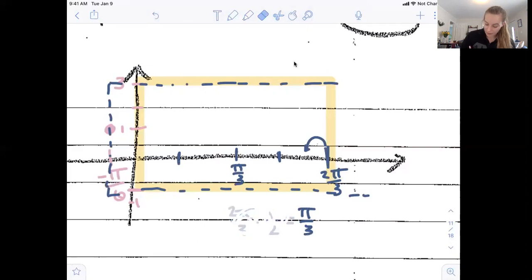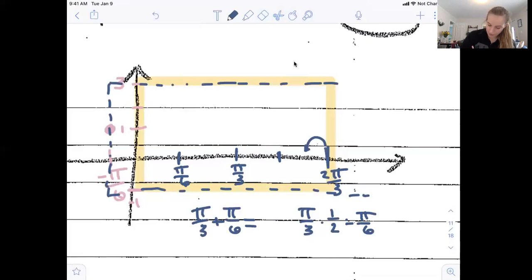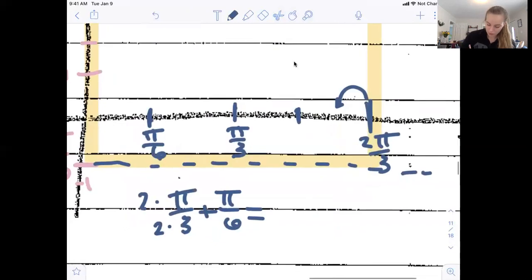Half of pi over 3 is going to be pi over 6. Oh, okay, at least we're gonna be all in the same family unit here in a second. So pi over 6, pi over 3, this will be 3 pi over 6, or pi over 3 plus pi over 6 will be, gotta get like denominators. That becomes 2 and 2. That'll be 3 pi over 6. Oh, and that's the same thing as 1/2.